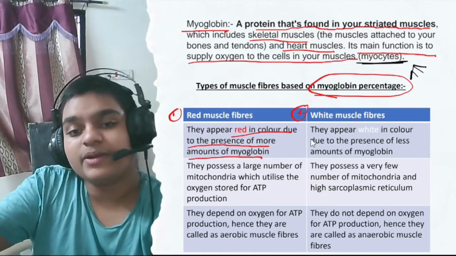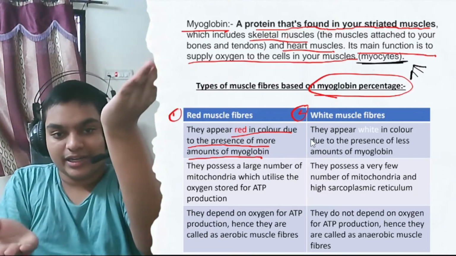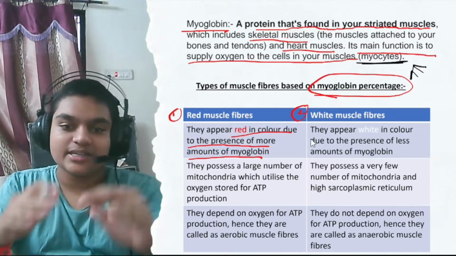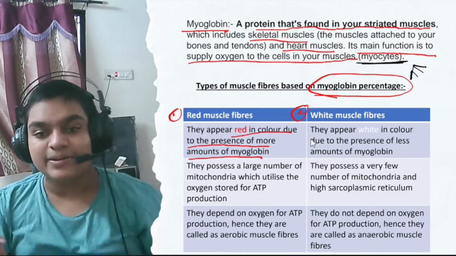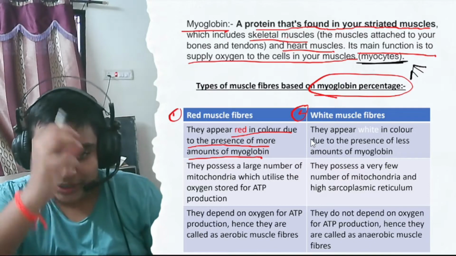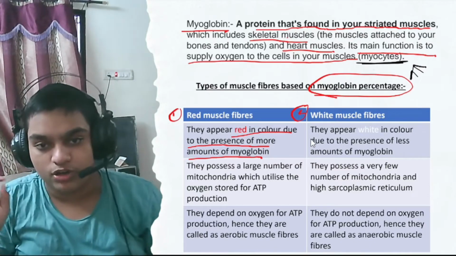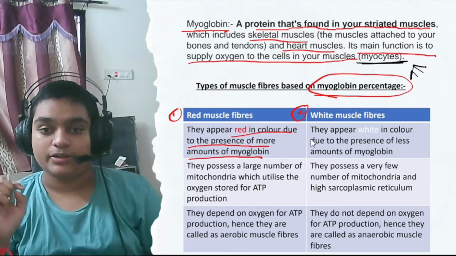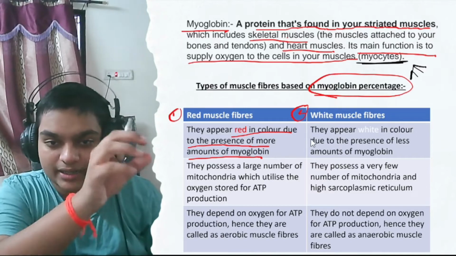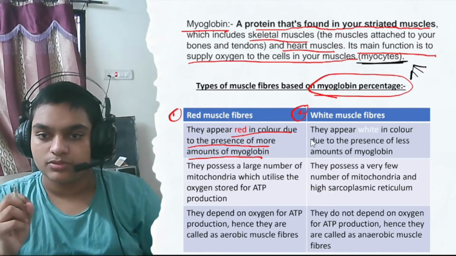If myoglobin concentration is more, red color increases. If red color increases, their appearance and color is red. So that is why red muscle fibers. The name itself suggests whether they have more content of myoglobin or less content of myoglobin. You have to catch that point. Red muscle fibers appear red in color due to the presence of more amounts of myoglobin.